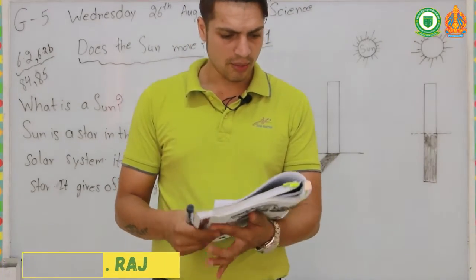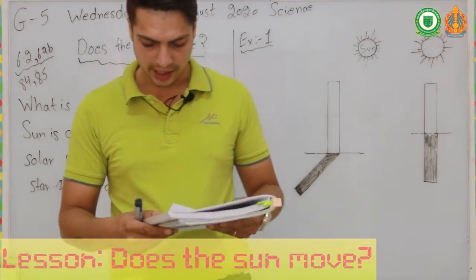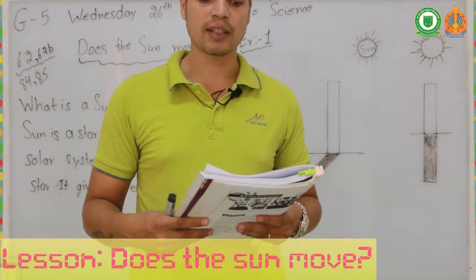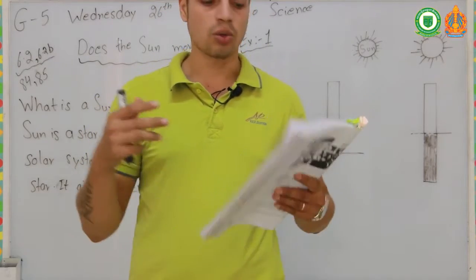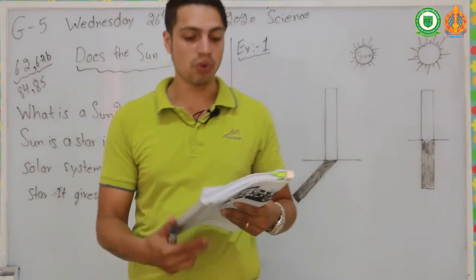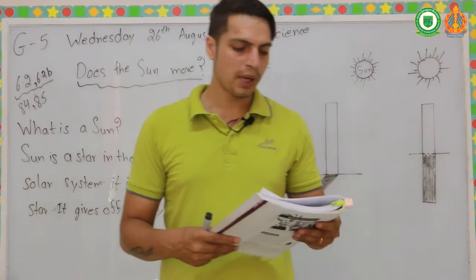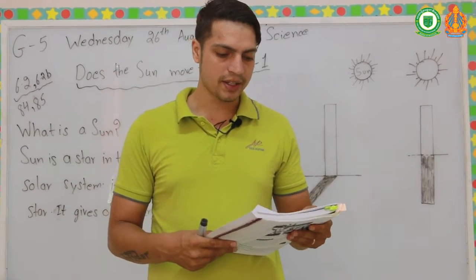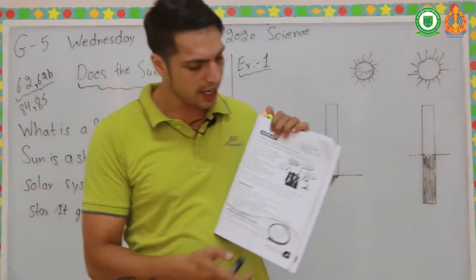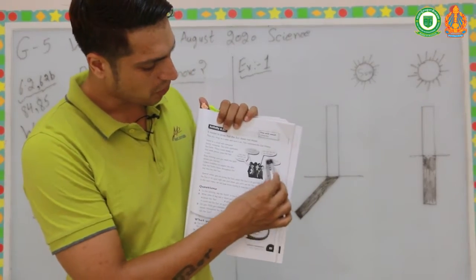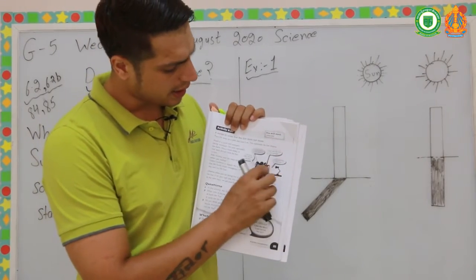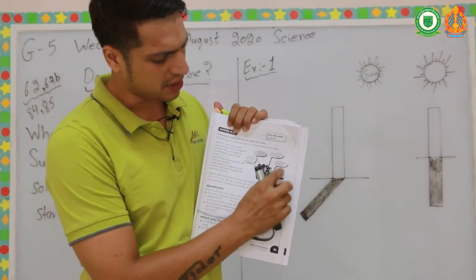And next I will read 6.2b, page number 85. A model to show that the sun does not move. Now we will find out that the sun does not move. Place the lamp on a table and turn it on. This represents the sun shining. So you can see a lamp here, and it represents the sun shining.